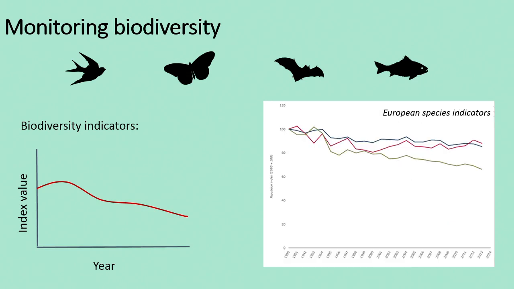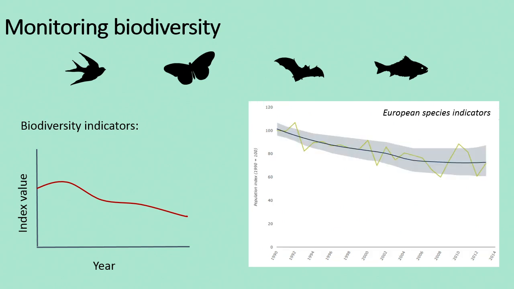Within Europe, we have two species-based biodiversity indicators. The first is for birds, and the second, just butterflies. And the story is the same within the UK. These indicators are very limited in their taxonomic coverage. We have one for birds, one for butterflies, and one for bats, which is meant to represent all of mammal diversity within the UK.